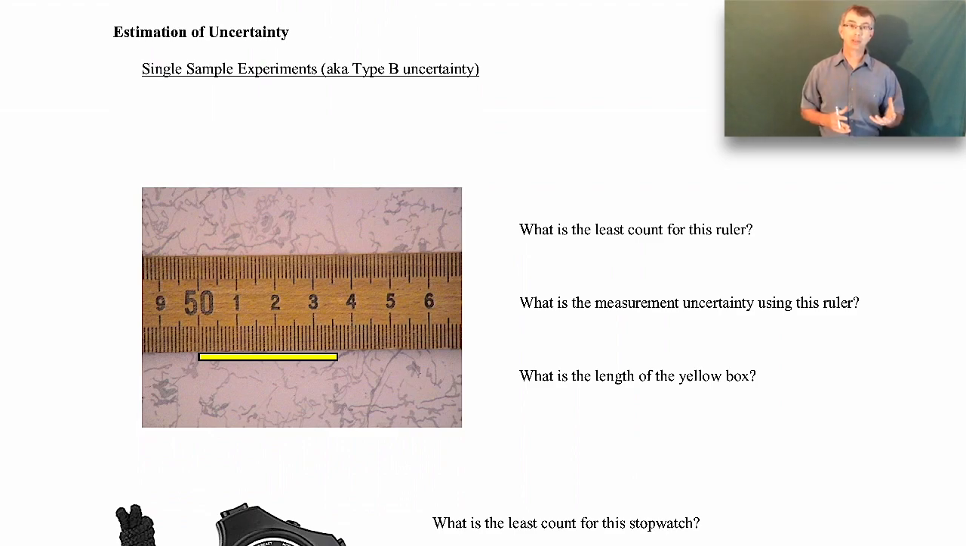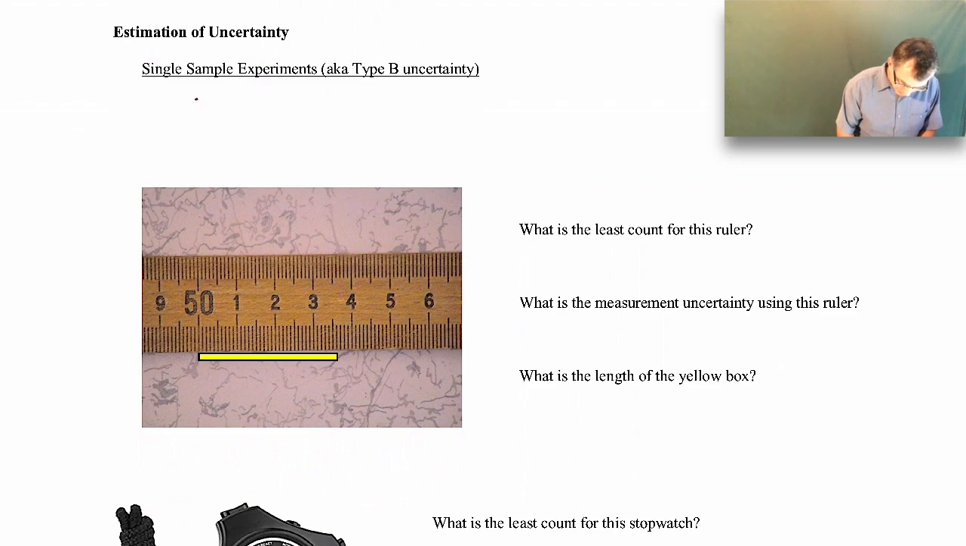Now, in a single sample experiment, we only get one shot at it. You might have a single sample experiment because it's too time consuming to gather a bunch of measurements. Maybe it's too expensive. There's a variety of reasons. But regardless, we get one measurement and that's it. So we don't have repeated measurements and then use those repeated measurements to figure out what the scatter in the data is and what the mean value might be, etc. We don't have that opportunity with a single sample experiment. You just get one measurement.